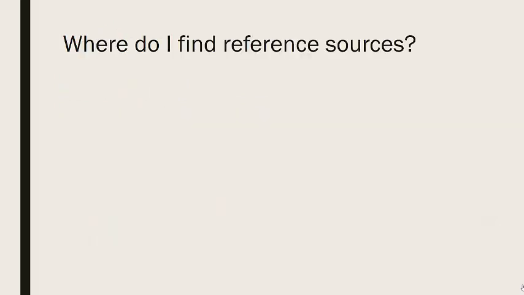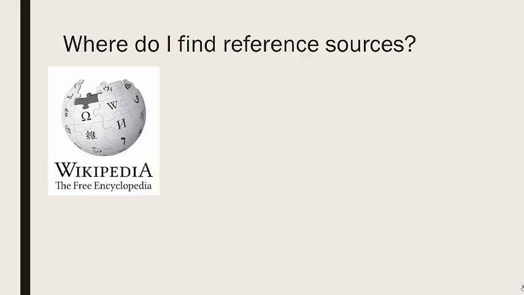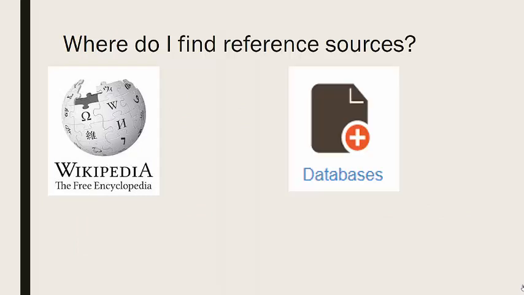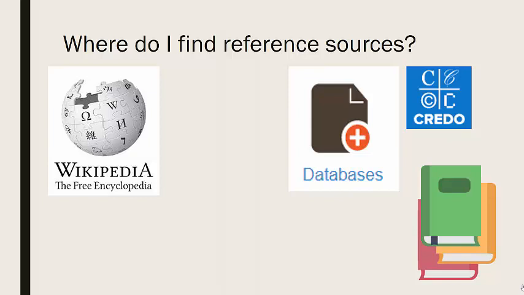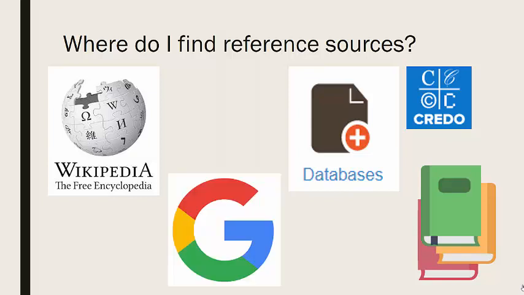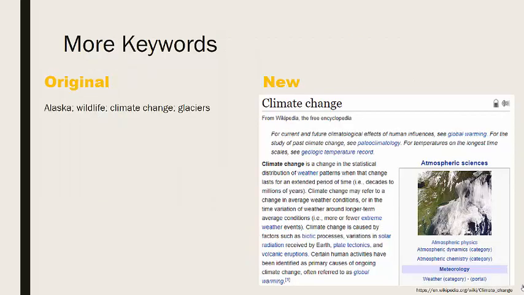A popular place for background information is Wikipedia, but other good reference sources are library reference databases like Credo, your course readings, and a general Google search. Once you've consulted some reference sources, use your background research to generate new keywords.